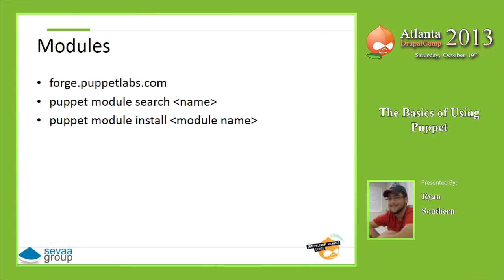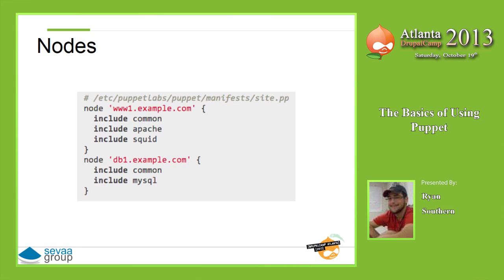Like I said earlier, the modules are essentially just a collection of classes. They allow you to configure whatever you want on the server. On the Puppet Forge, there's modules for just about everything, whether it's Apache, MySQL, PHP. There's a very large variety of modules available. The nodes, each node you can apply different classes to, like I said earlier, and you can do a lot of different stuff with the nodes.